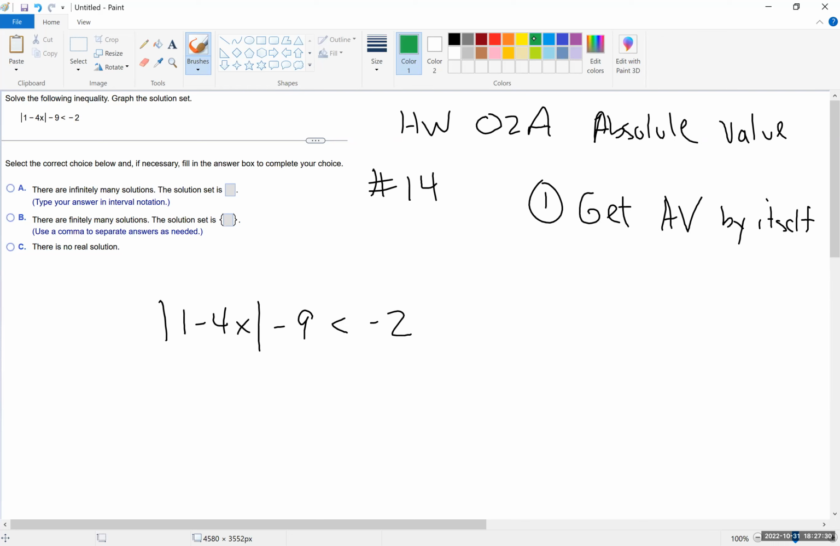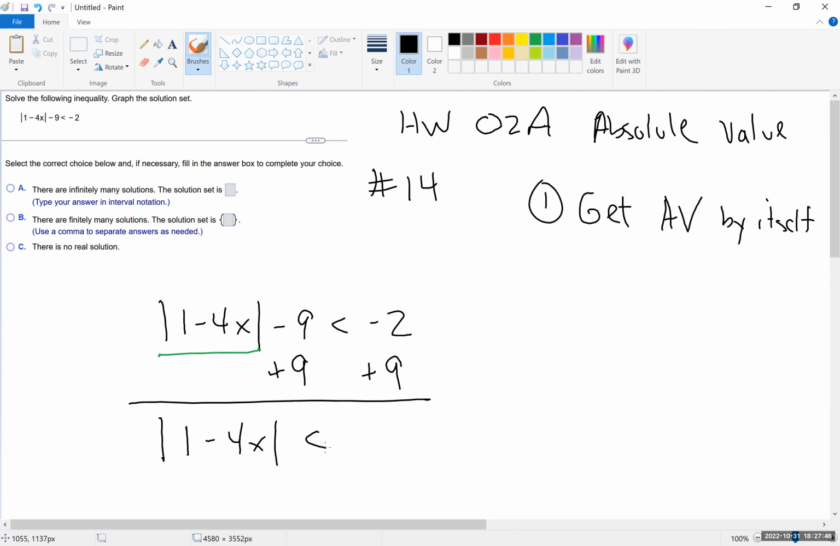So here's our absolute value, the absolute value of 1 minus 4x, minus 9. So we've got to get rid of that minus 9. So we're going to add 9 to both sides of the inequality, because now the absolute value of 1 minus 4x is less than -2 plus 9, which is 7. See, now we're happy because the absolute value is by itself.